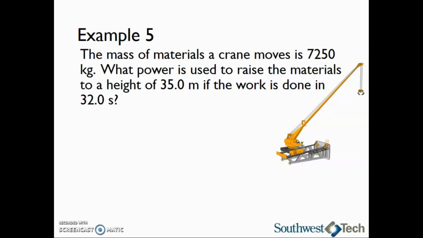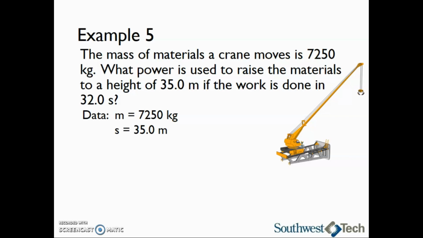Our fourth lecture video on work, power, and energy will cover a couple of different power calculations. The mass of materials a crane moves is 7,250 kilograms. What power is used to raise the materials to a height of 35.0 meters if the work is done in 32.0 seconds? Writing down all of our data first, we see that the mass is 7,250 kilograms.